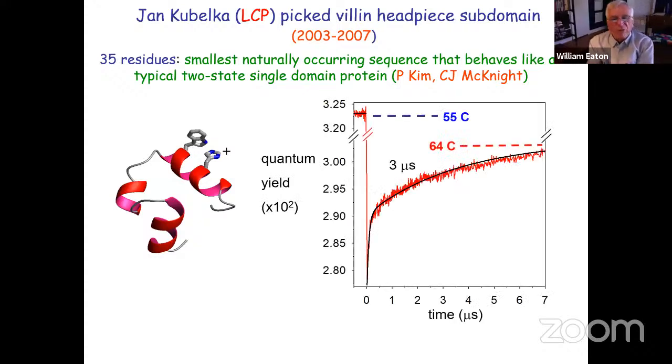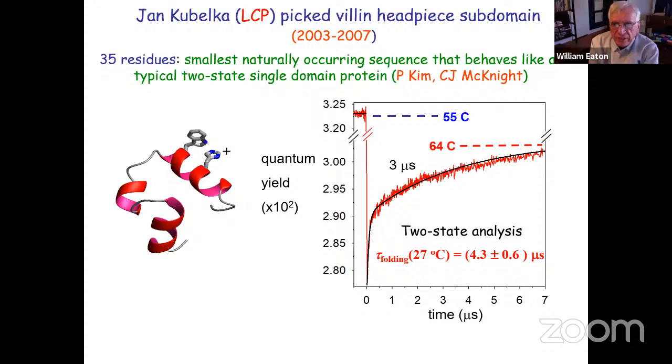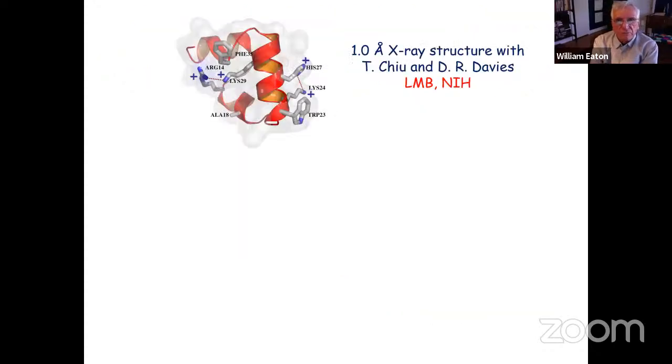And we were very fortunate. His first experiment showed that it's a really fast folding protein. The relaxation time was 3 microseconds. And in a two-state analysis, it turned out the folding time was 4 microseconds, which at that time was the fastest known folding protein.